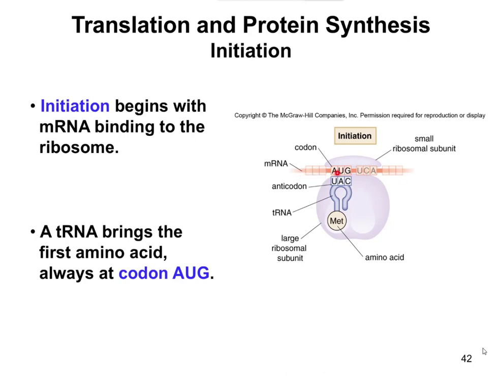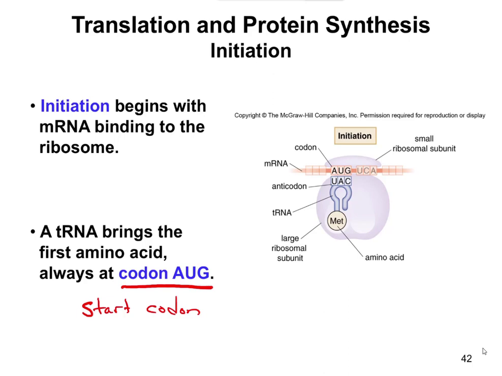AUG is a codon on your messenger RNA that always signifies to start translation. The first codon is always going to be AUG. That's commonly referred to as the start codon. The start codon basically says, okay, let's start protein synthesis. Let's start making a protein.